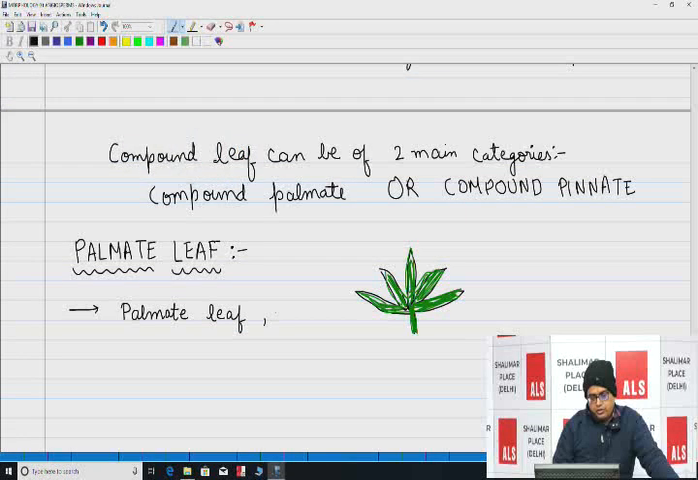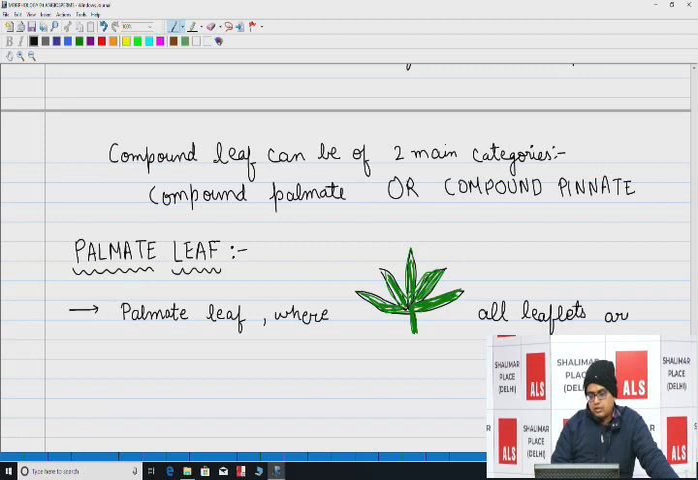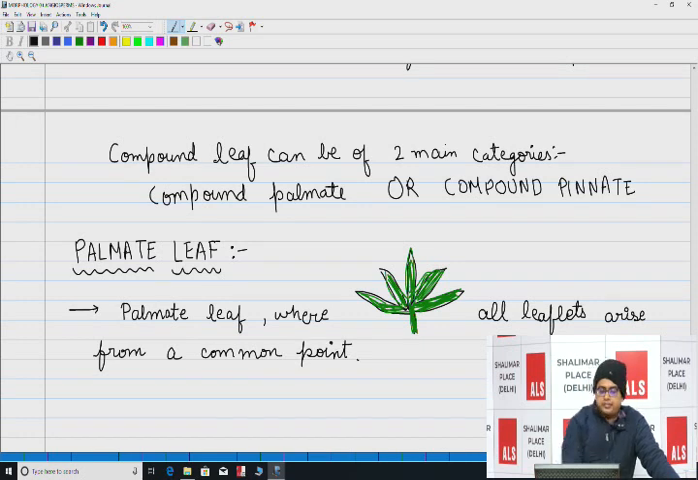Palmate leaf, where all leaflets arise from a common point. Example, basically you can say palm trees. Palms have this kind of arrangement. Many palm trees, you can take many examples.